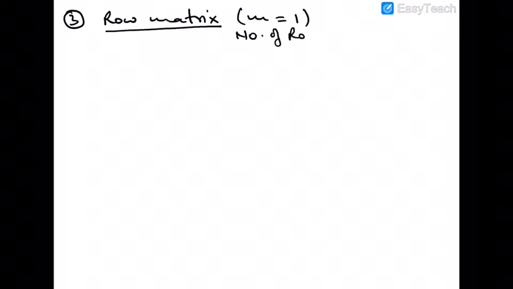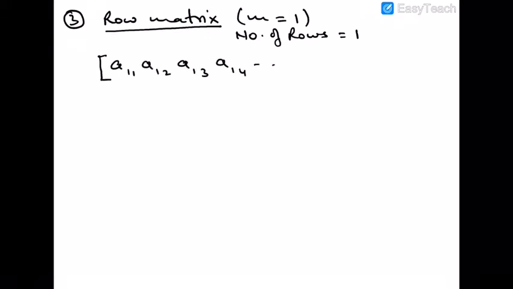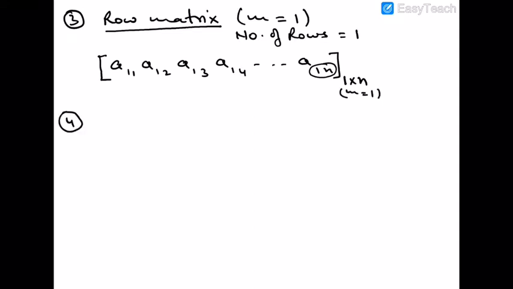Now the row matrix. In a row matrix, we have only one row, that is M is equal to 1 here. So the number of rows is 1 here. A matrix of the type A11, A12, A13 until A1n is a row matrix, and its order is 1 times n. So M is 1 here.